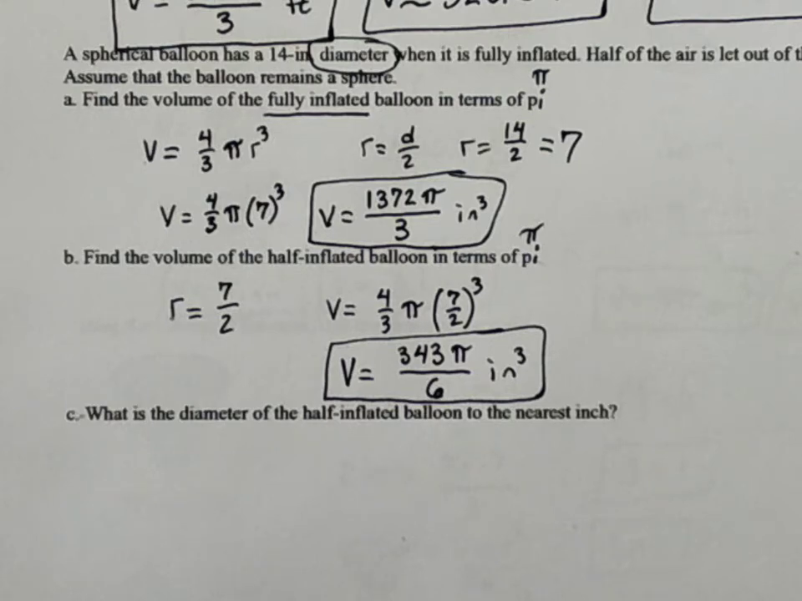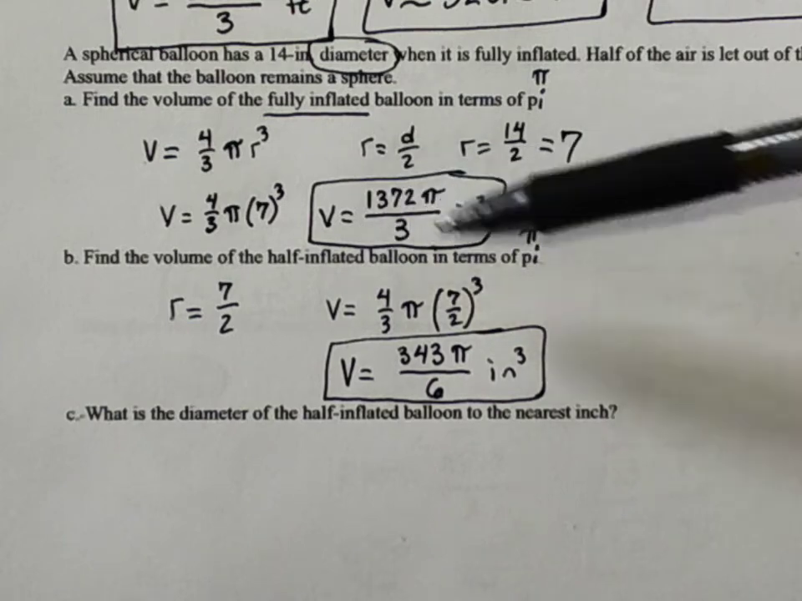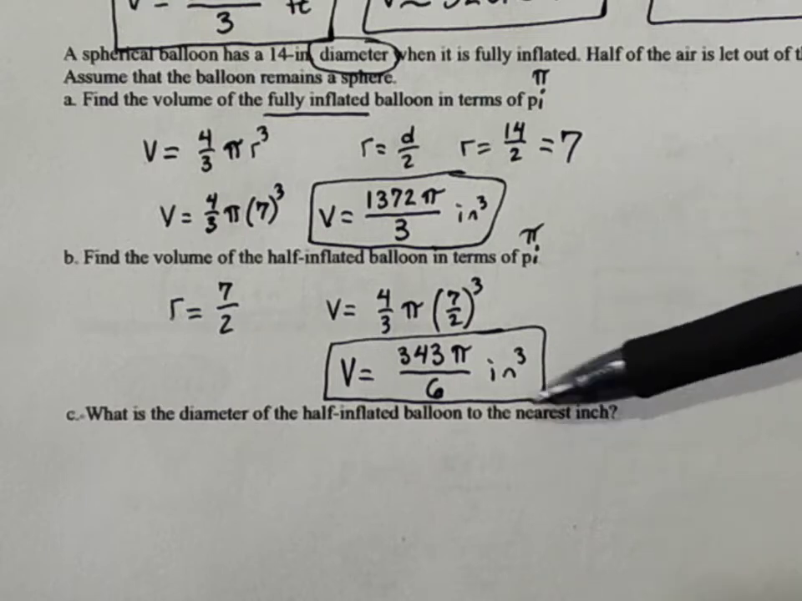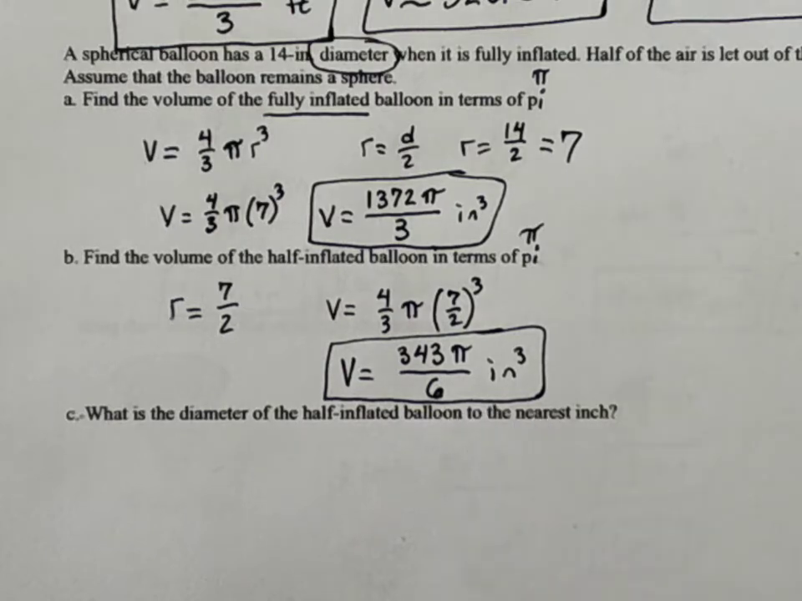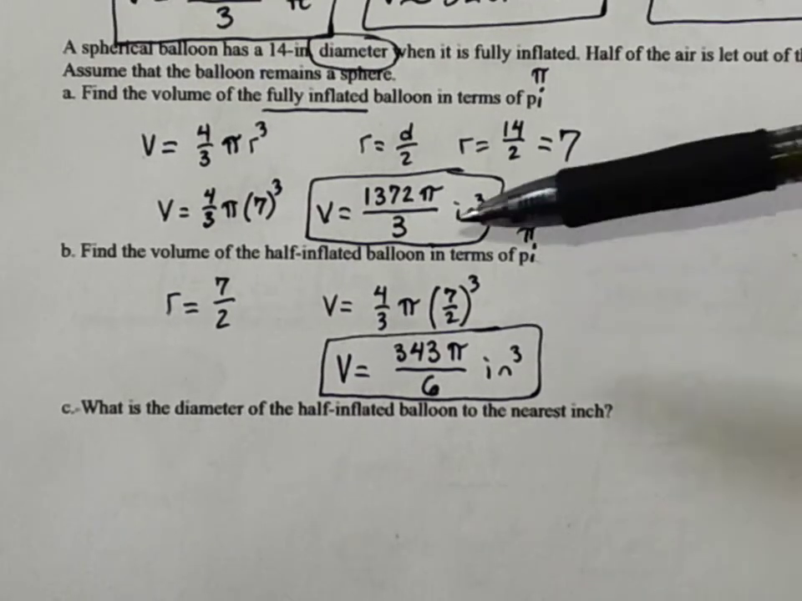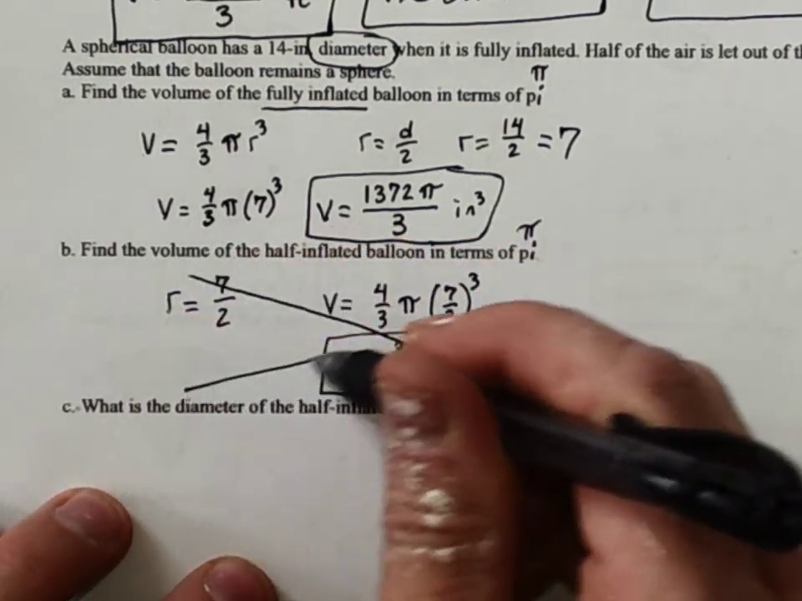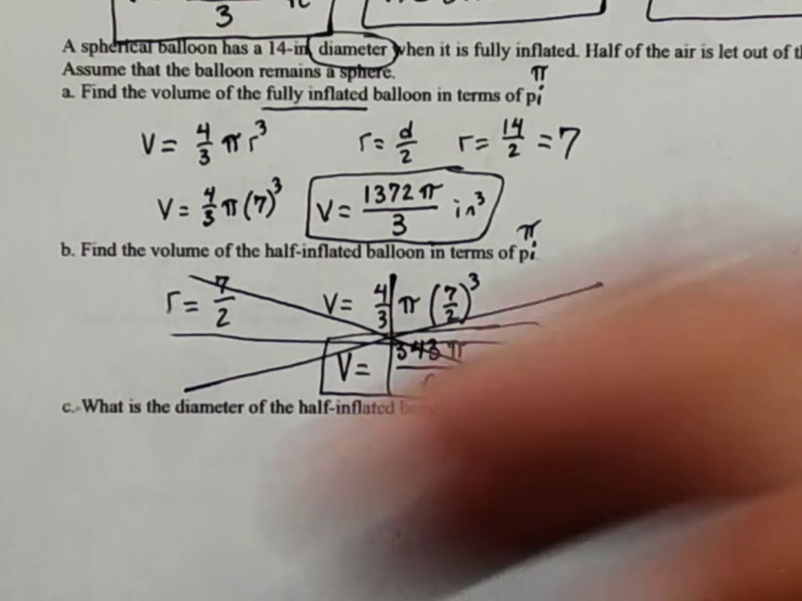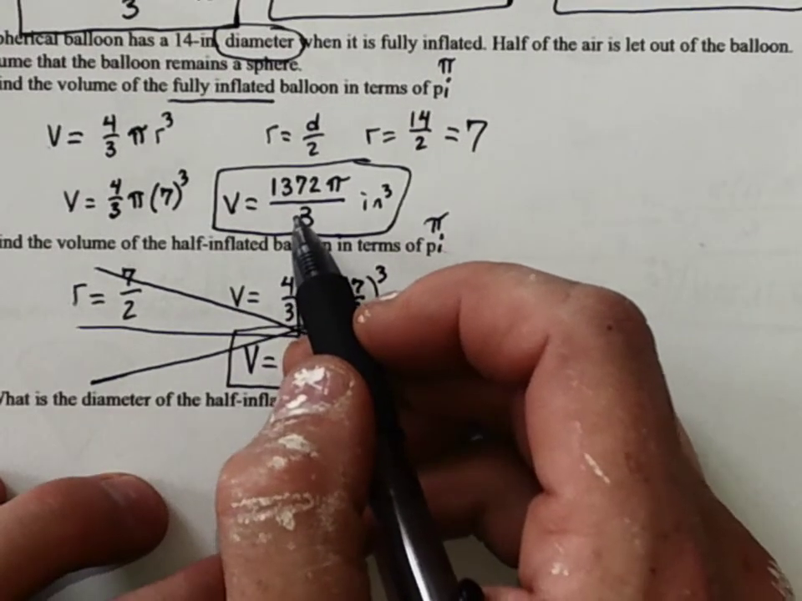I think I just screwed up a little bit, guys. I apologize. I was supposed to take half of this, find the volume of the half-inflated balloon in terms of pi, and find the diameter of the half-inflated balloon. I messed up. We needed to take half of this. Sorry, everything that we just did is my bad. I made the mistake of what I was trying to not make the mistake of. We need to just take half of this volume.